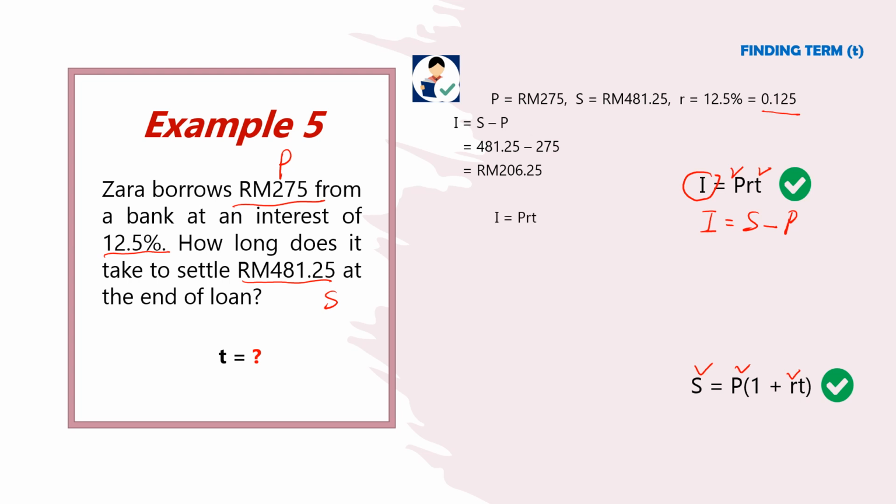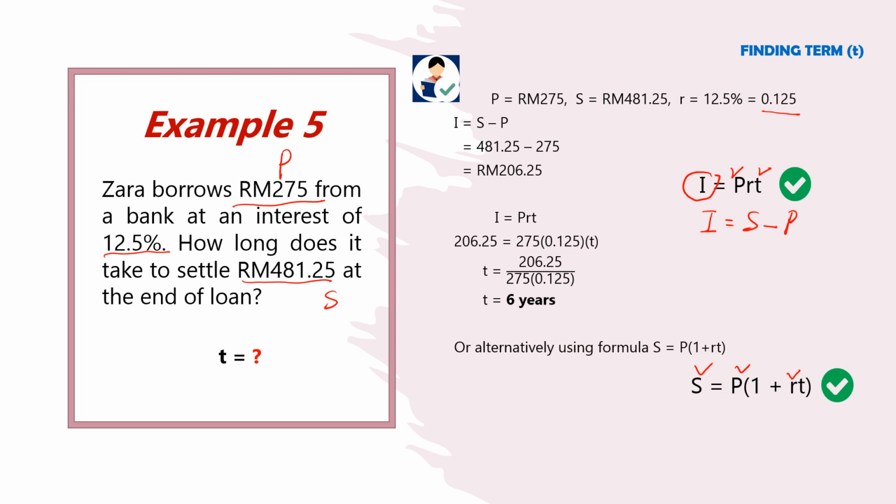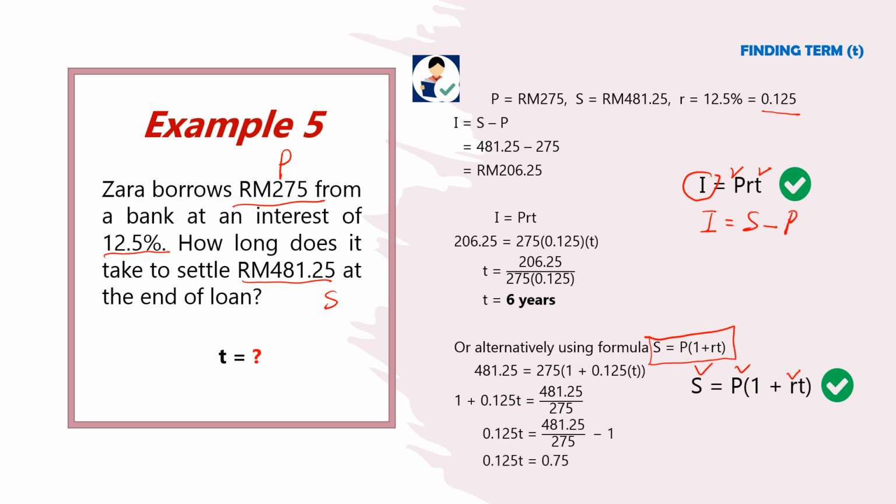And then substitute into the formula I equals to PRT, which is 206.25 equals to 275 times 0.125 times T. Therefore, T is equal to 6 years. Or we can use the formula S equal to P times 1 plus RT. Substitute all the values into the formula, and then we get the same answer, which is T is equal to 6 years.